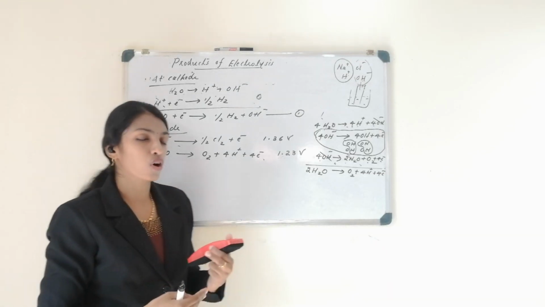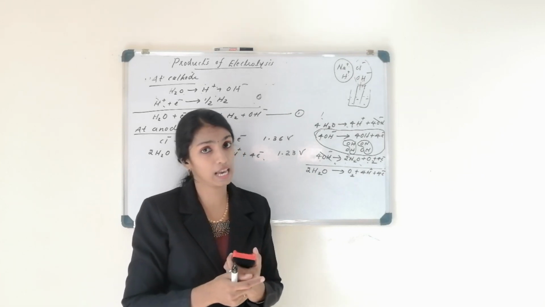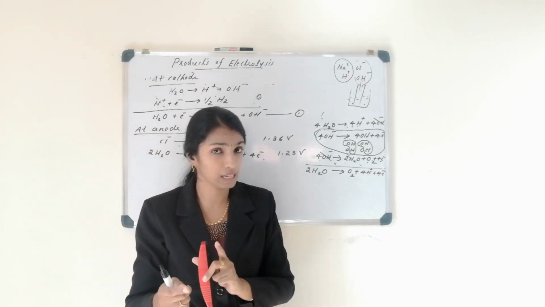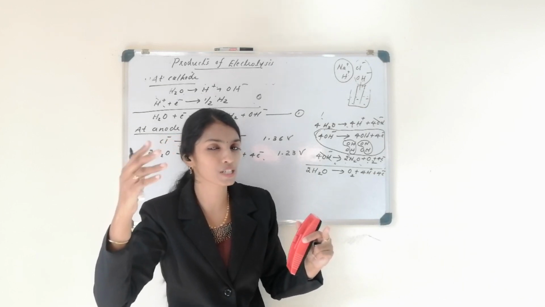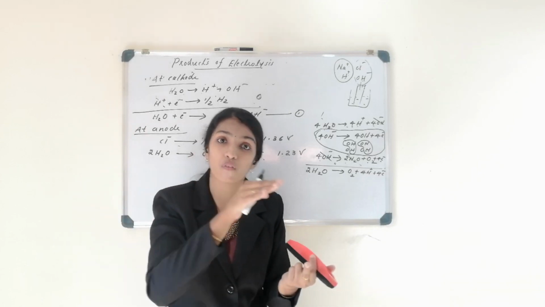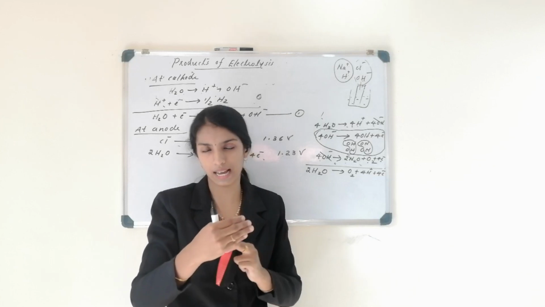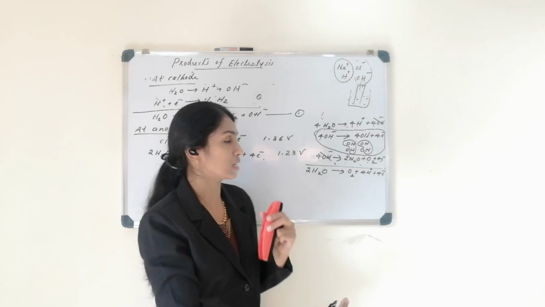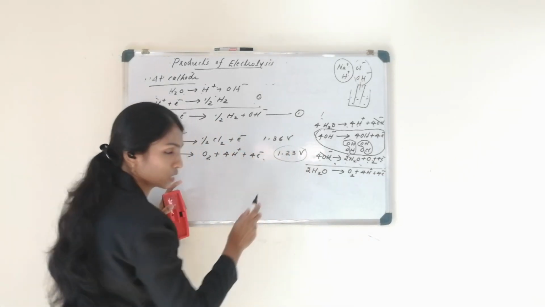The electrode which has more tendency for oxidation, that will oxidize first. The electrode which has more tendency for oxidation means it has lesser value of reduction potential. Higher value of reduction potential means what? Higher tendency of reduction. Higher tendency of reduction means what? Lower tendency of oxidation. So the electrode which has lower value of reduction potential will oxidize faster. So among these two values, which one is lower? This 1.23, this is lower.